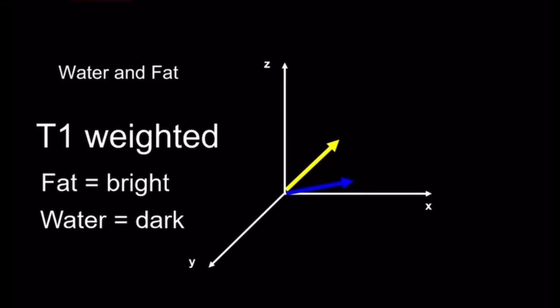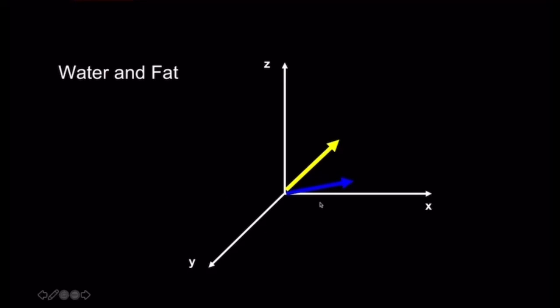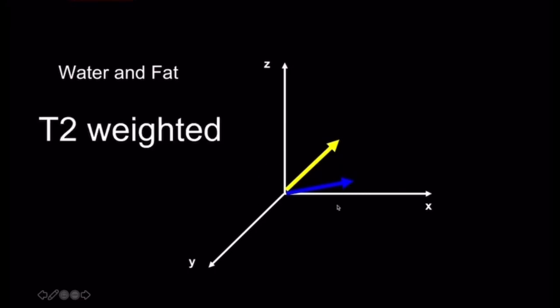Similarly, it takes a long time for the T2 signal of water to decay, so you maintain your water signal on T2 images for a long time. On T2 weighted images, water looks very bright. Fat is a little more complex, so we won't talk about fat on T2 for now.